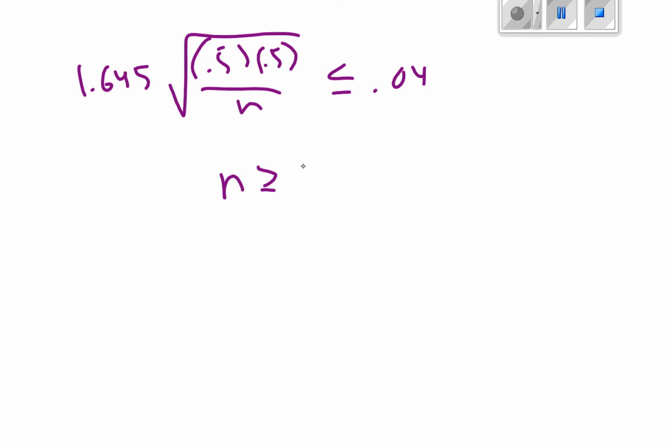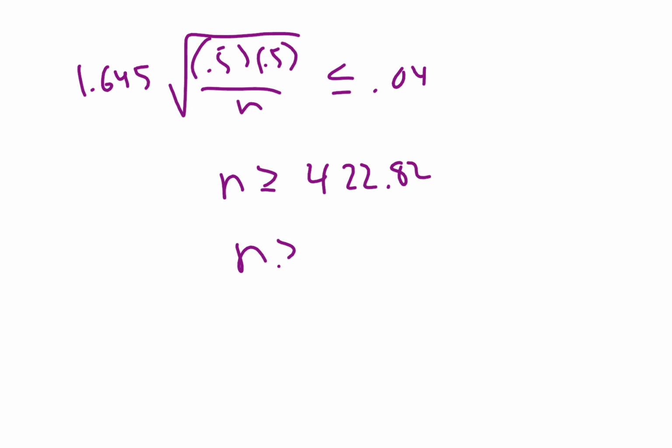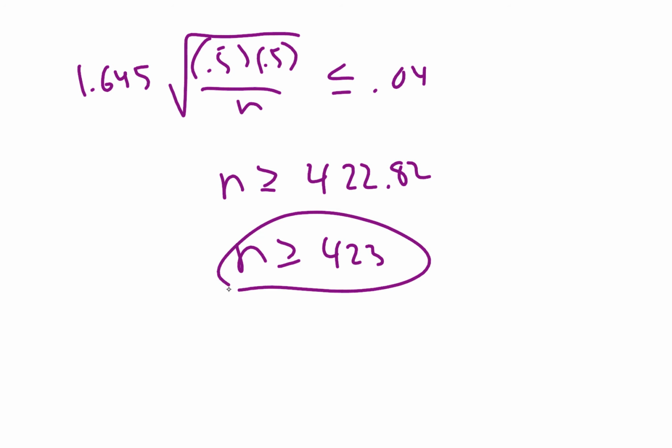You end up getting a number of 422.82 or thereabouts. So n would need to be greater than or equal to 423. So you'll notice that by using this other p hat, we end up with a bigger value of n.